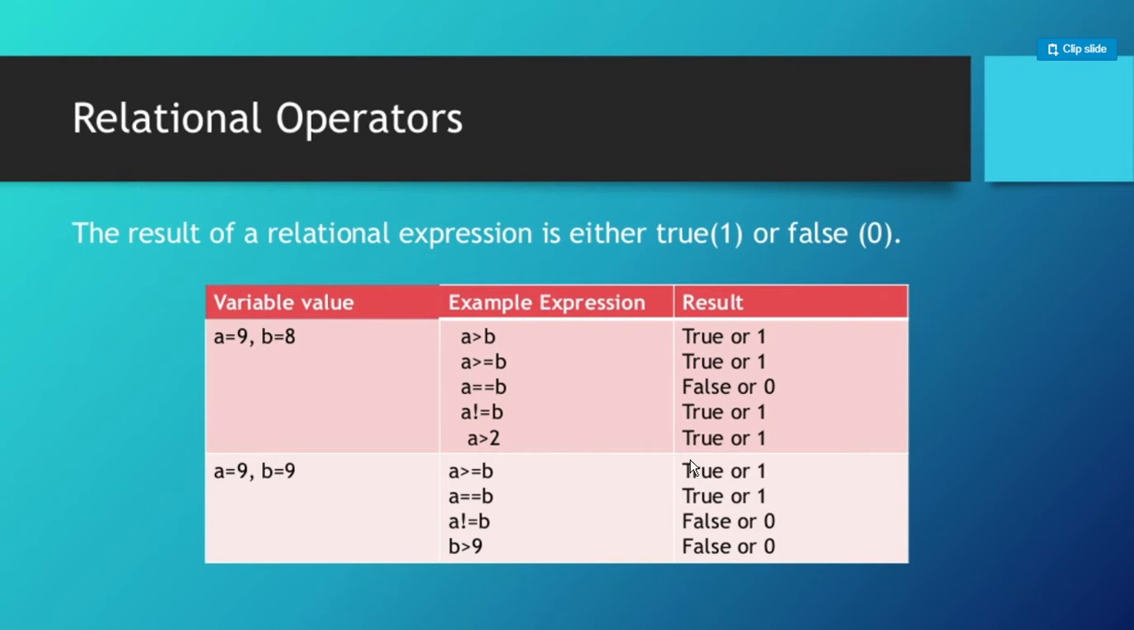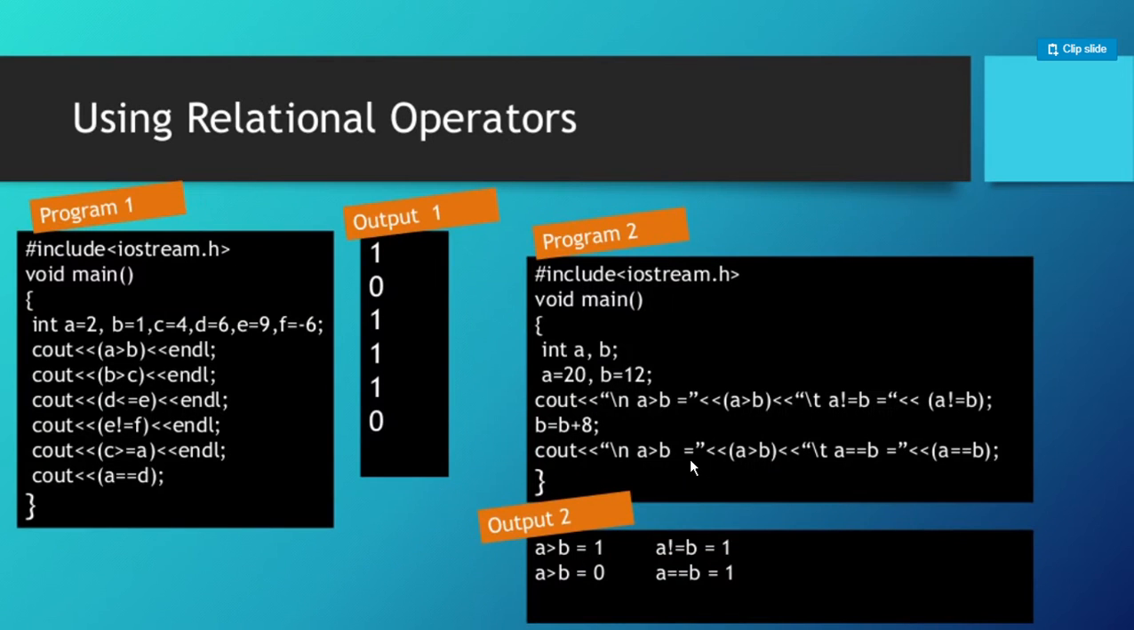If the comparison is true, the expression results in the value of 1, and 0 if the comparison is false. That means you cannot write true; 1 means true, 0 means false. Let's see one example program for this.